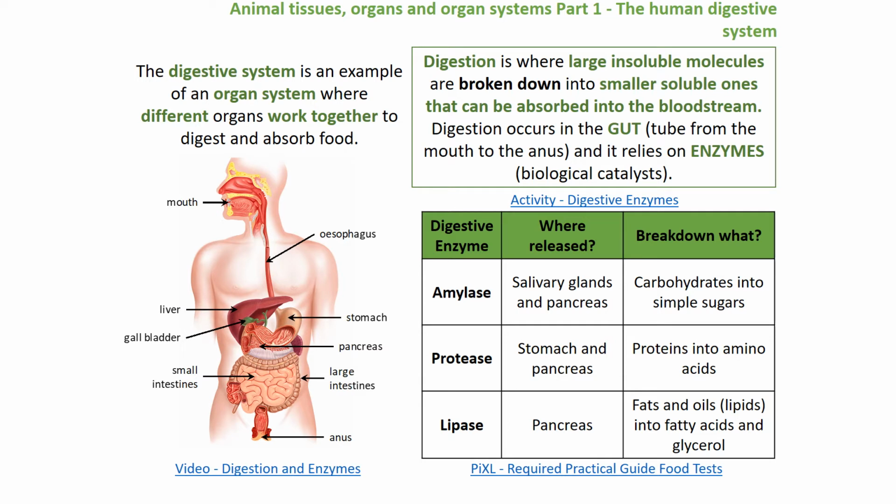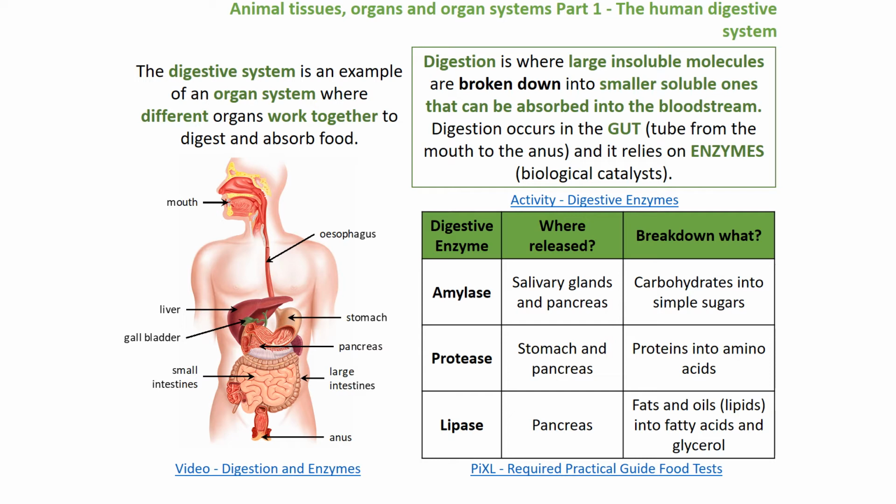Protease is a group of enzymes, and they're produced in the stomach and the pancreas. And all proteases break down proteins into amino acids. The last one is another group of enzymes called lipase. And lipase is made in the pancreas and released into the small intestine. And that breaks down fats and oils, which are collectively known as lipids. And they break fats and oils down into fatty acids and glycerol.